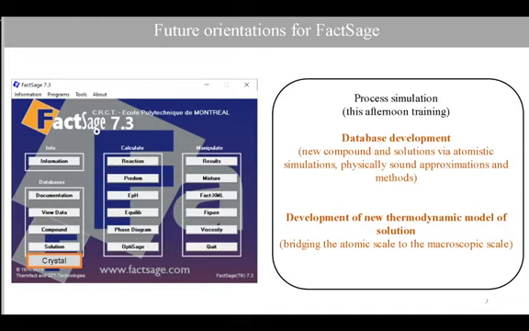As part of FactSage, the new module is directly related to other works such as the process simulation, the development of new databases, and the thermodynamic models of solution. These works are being conducted by my colleagues and will also be presented today.